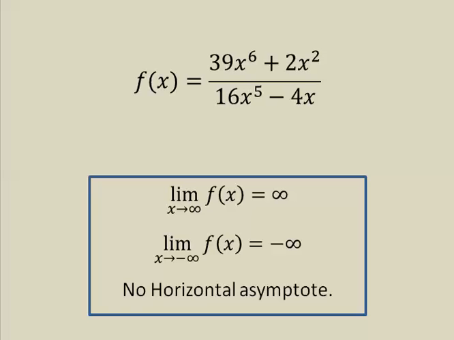So our rational function has the end behavior that it becomes arbitrarily large as x becomes arbitrarily large, and it becomes arbitrarily negative as x becomes arbitrarily negative. And there is no horizontal asymptote because the ratio did not settle into a fixed number.